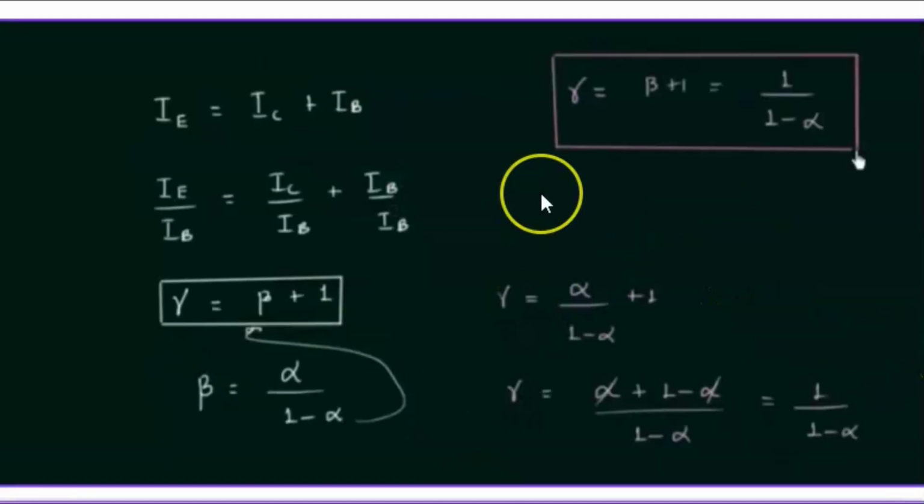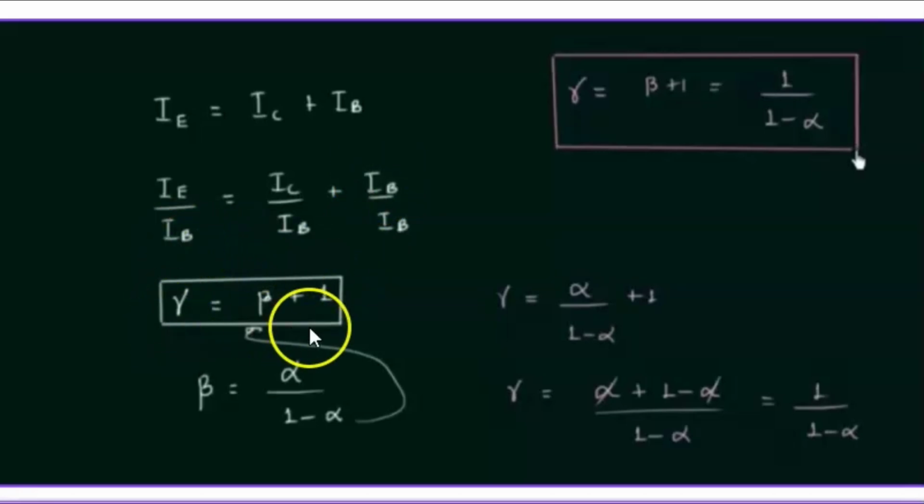अब बात करें हम लोग इनके रिलेशन की. So we know that by the KCL law IE is equal to IC plus IB. अब हम क्या करेंगे? We are going to divide both sides by IB. So we will have IE by IB is equal to IC by IB plus IB by IB. Now we know that gamma is equal to IE by IB and beta is equal to IC by IB and यहाँ पे IB by IB cancel हो जाएगा and we will have the result as 1.